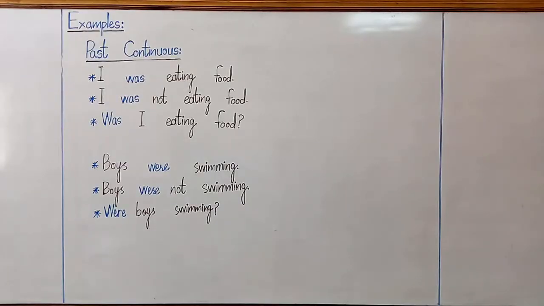These sentences are the examples of past continuous with the usage of was and were as auxiliary verb and the usage of present participle form of main verb, which means fourth form of main verb. I was eating food. I was not eating food. Was I eating food? Boys were swimming. Boys were not swimming. Were boys swimming?